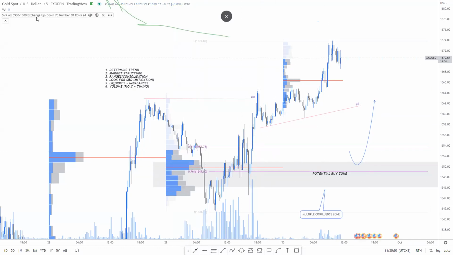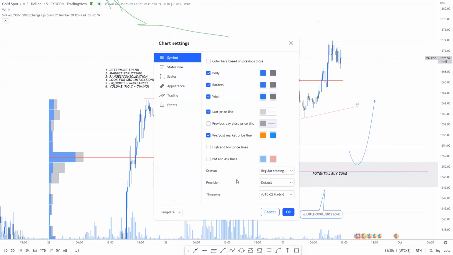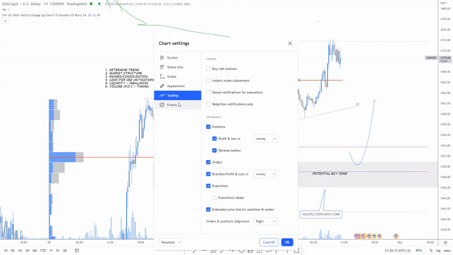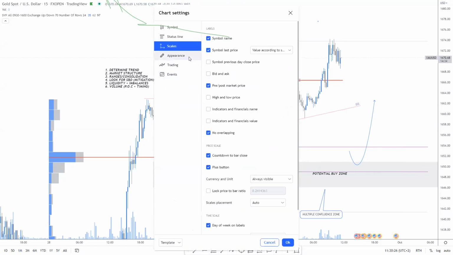So how do I get the, which of both? This one right here, and this one at the bottom, okay? You just click on the right, settings, and show volume. It should be somewhere here. Orders, execution, or symbol. Where's the volume? Should be somewhere here, show volume.